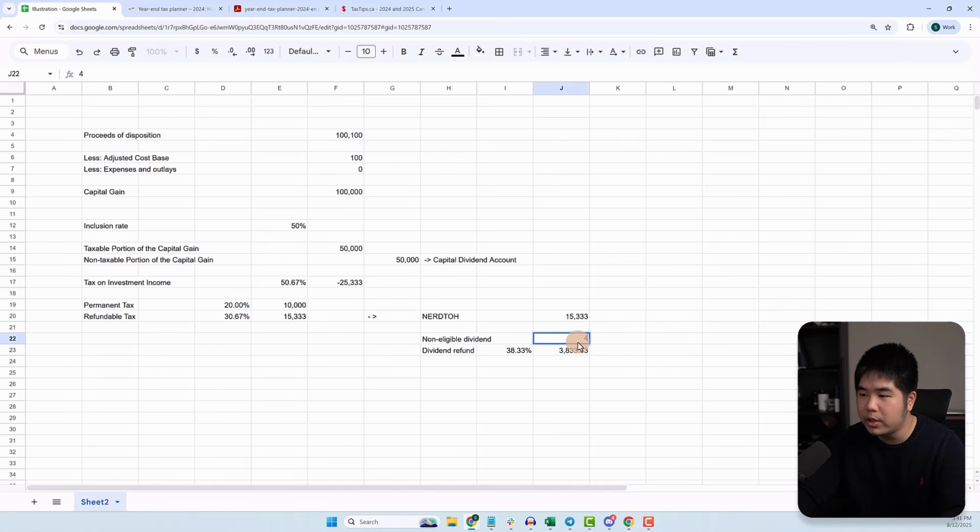If we pay $40,000, we'll get the full balance back. But if you pay more than that, let's say $50,000, you will not get $19,000 back because it is limited to the balance of NERDTOH. So it's the lesser of the NERDTOH balance and this dividend refund. So in order for us to fully get this money back, we need to issue $40,000 of non-eligible dividend from this Canadian-controlled private corporation to a shareholder.